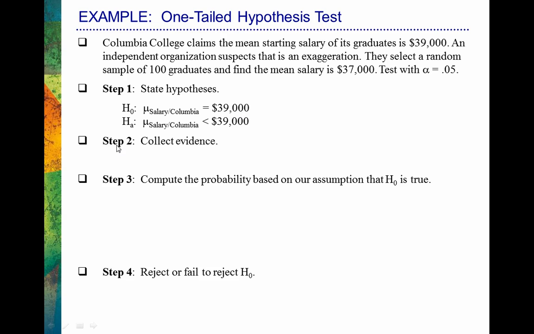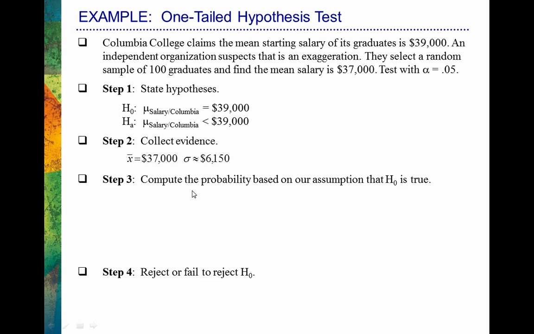So step two in any research study now is where we would collect some evidence. And here in this paragraph, we have information about the evidence that was collected. 100 graduates were sampled, and we found that the mean salary was equal to $37,000. So the mean salary, X bar, is equal to $37,000. And let's just assume in this case that the population standard deviation for those salaries is equal to $6,150. So that's just a value that I have. I'll always give you this basic information. And we're just going to assume that this population standard deviation holds true.